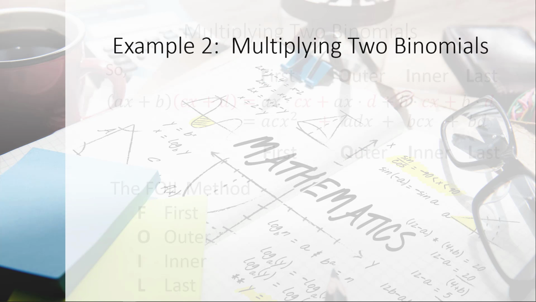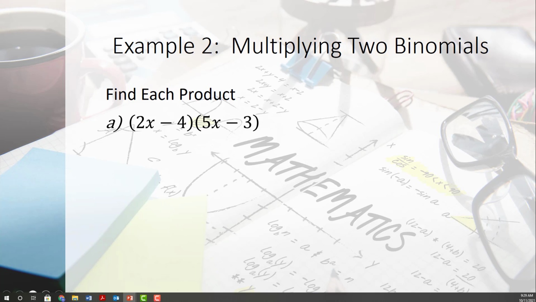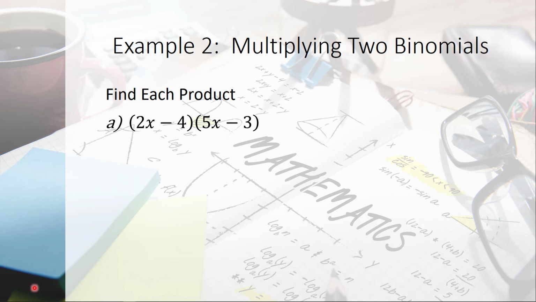Okay, moving on. So we have some examples, and here's our first one. Multiplying these two binomials. So let's use our handy dandy FOIL method and see what we get. Okay, multiplying the first two terms together, 2x times 5x. Then we're going to multiply the outer terms. That would be 2x times negative 3. Then the inner terms. That will be negative 4 times 5x. And then finally, we're going to multiply the last two terms together, negative 4 times negative 3.